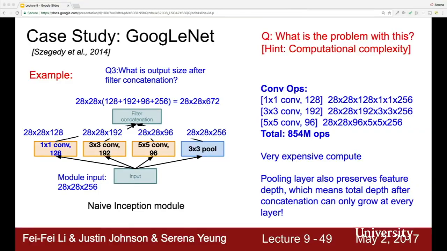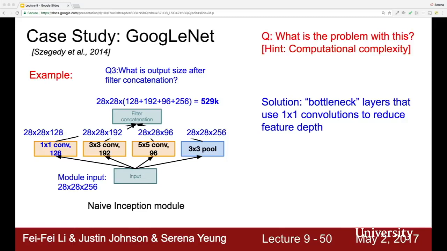Okay, and so these operations are very expensive computationally, right? The other thing I want to note is that the pooling layer also adds to this problem because it preserves the whole feature depth. So at every layer, your total depth can only grow. You take the full feature depth from your pooling layer as well as all the additional feature maps from your conv layers and add these up together. Here our input was 256 depth, and our output is 672 depth. And you're just going to keep increasing this as you go up.